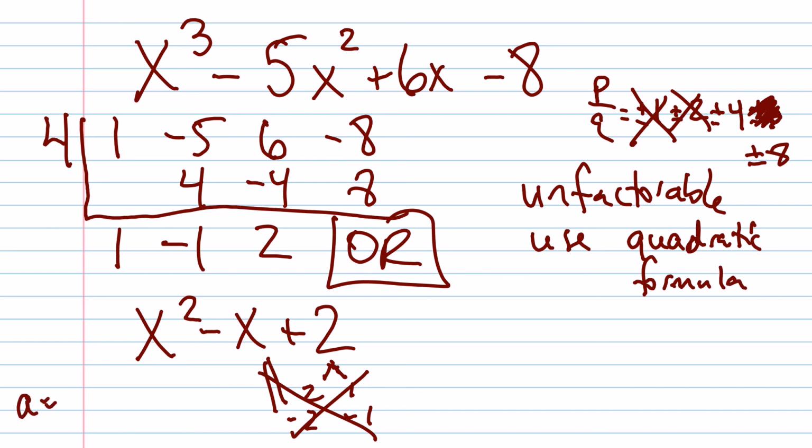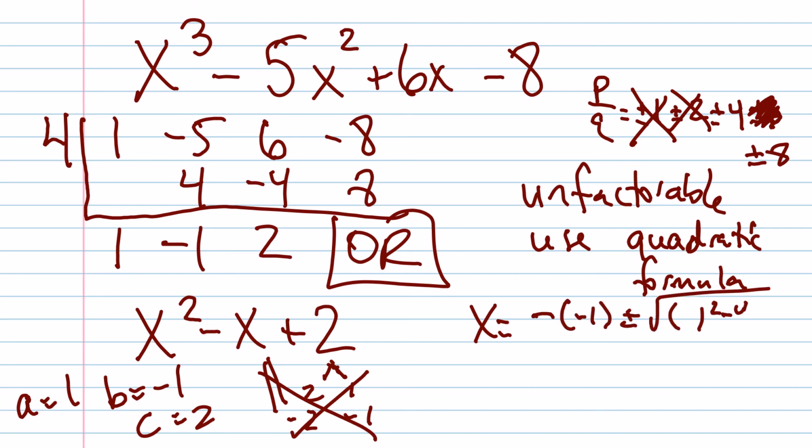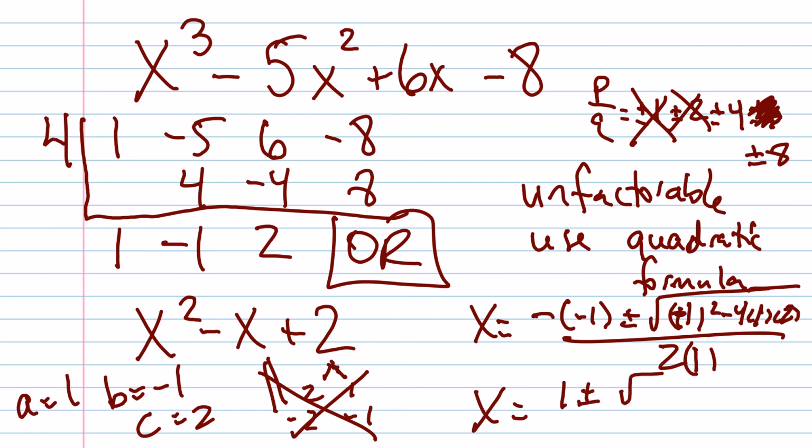So a is 1, b is negative 1, c is 2. x is equal to the opposite of b, plus or minus the square root of b squared minus 4ac, all over 2a. Put 1 in there, 1 here, and 2. I end up with x is equal to 1 plus or minus the square root of negative 7 all over 2. That negative 7 turns into an i.